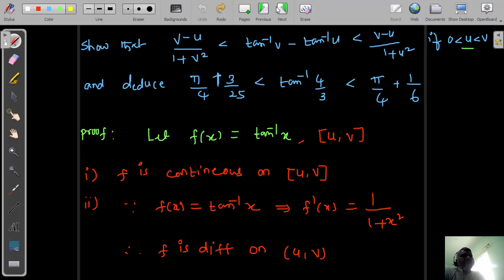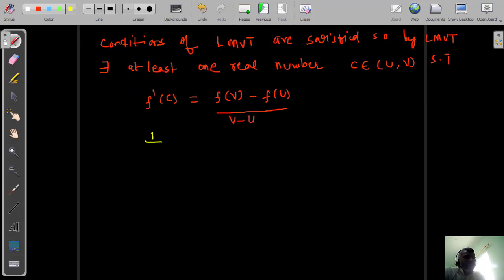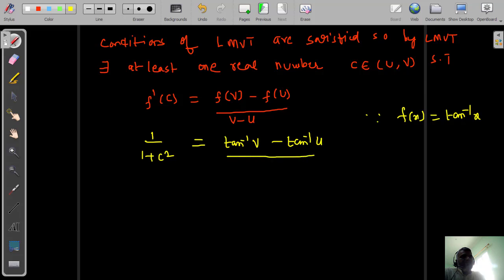The next step: f dash of c means on the left side 1 by 1 plus c square, which is equal to f of v minus f of u divided by v minus u. F of v means what? Because our function is f of x equal to tan inverse x, plug in x equal to v, tan inverse v, minus tan inverse u, divided by v minus u. Here there is an equality sign, so we cannot prove the given result directly.